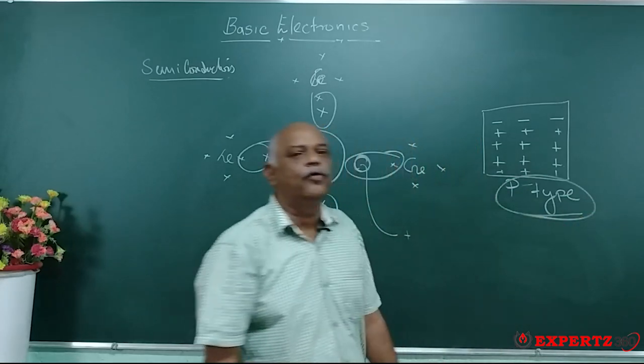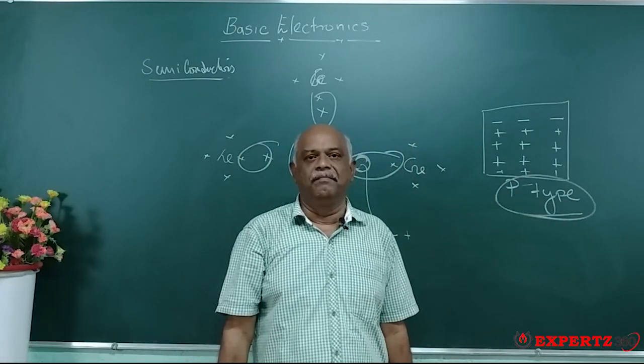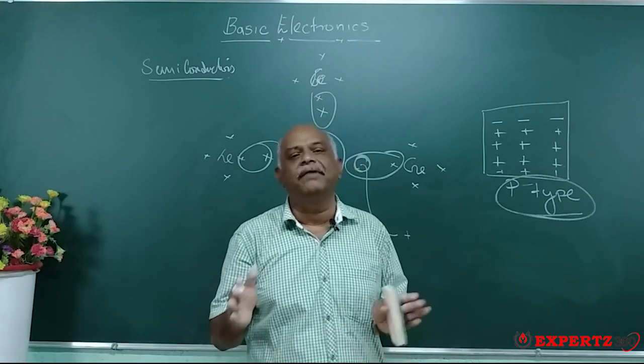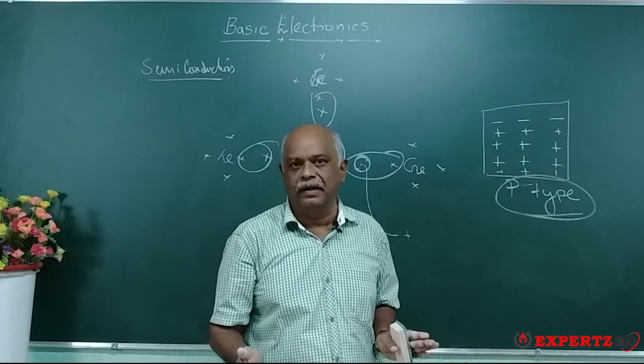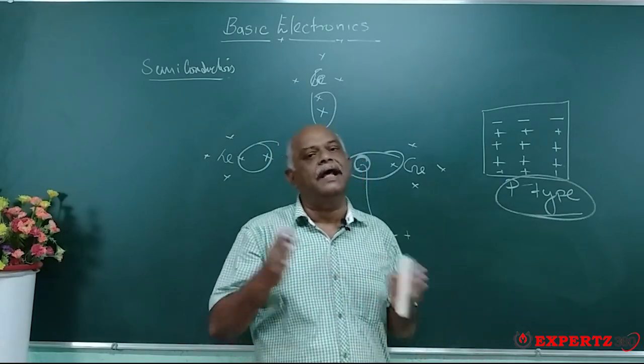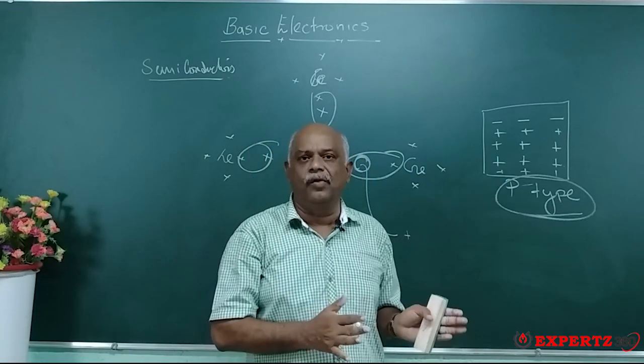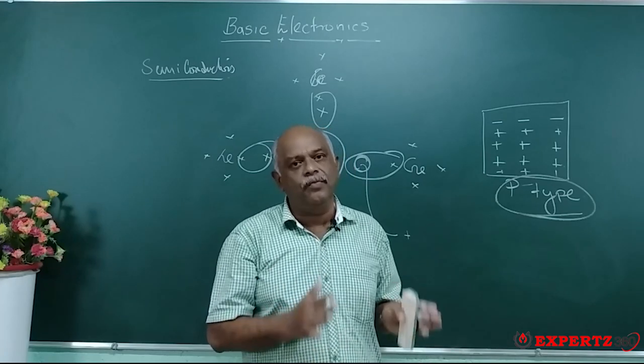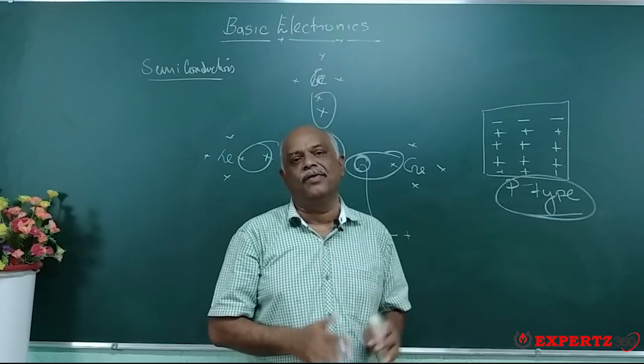Clear? So, semiconductor in its impure form. Semiconductors in impure form, you have an N-type material as well as a P-type material. You call it an extrinsic semiconductor. So, we have intrinsic semiconductor and extrinsic semiconductor. What do you mean by intrinsic semiconductor? Semiconductor in its purest form is called an intrinsic semiconductor.